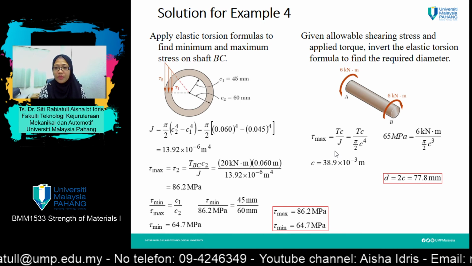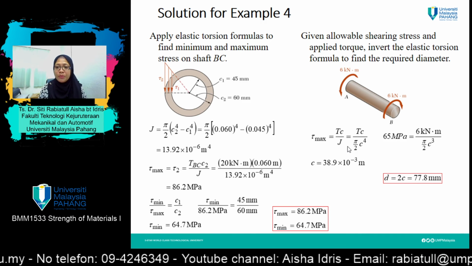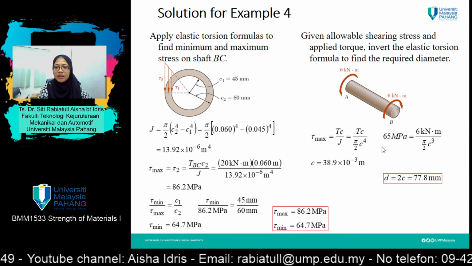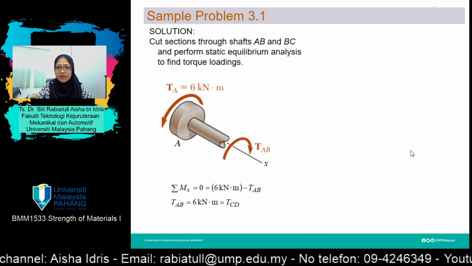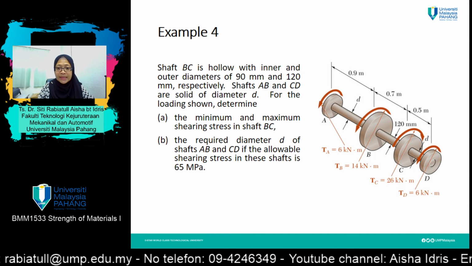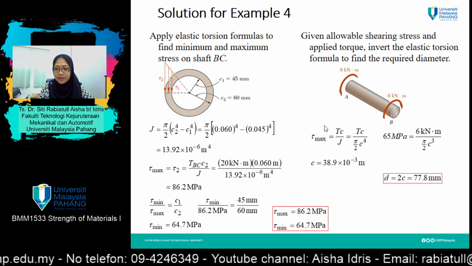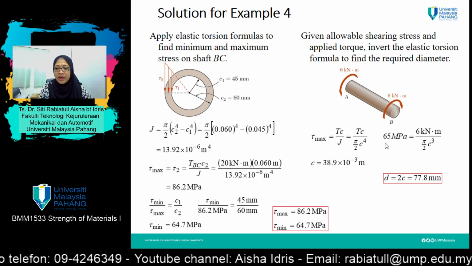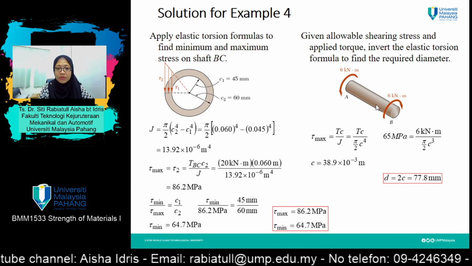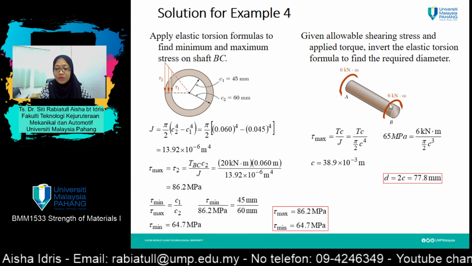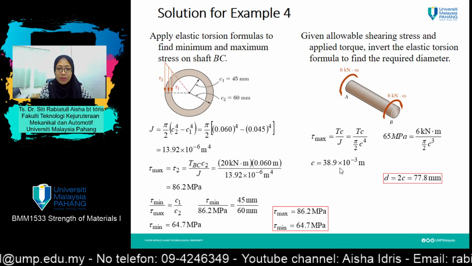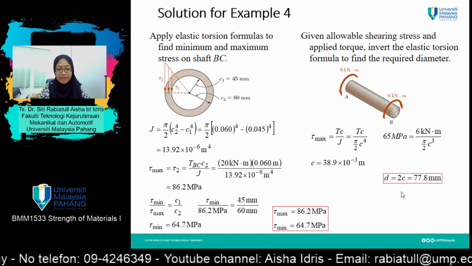After that, the question asks you to find the diameter of the shaft. So we know that tau equals TR over J. Okay, let me check the question. You need to find the diameter for shafts AB and CD. So tau maximum is 65 MPa. This one is given in the question, and then just substitute all the information there, and the torque is also known, equal to 6 kilonewton meter. From there, you'll get the value of R, or c, equal to 38.9 times 10 to the power of -3, or the diameter, which is equal to 77.8 mm.